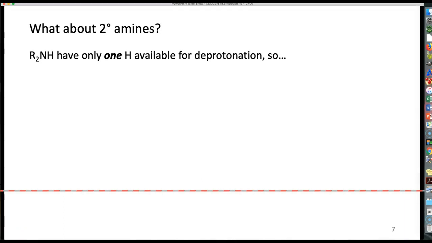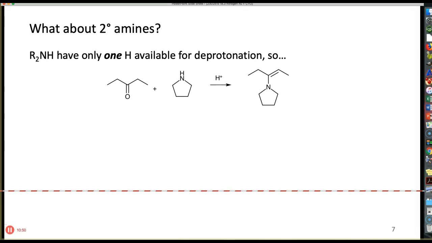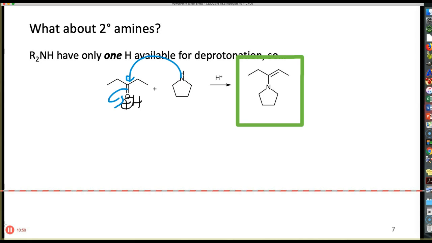What about secondary amines? Well, here's a good example of a secondary amine. And the mechanism is pretty much step by step exactly what we saw in the previous few slides. Starting with protonation of our carbonyl. Secondly, addition of our nucleophilic nitrogen. But what you can see is we end up with yet again a different kind of product.